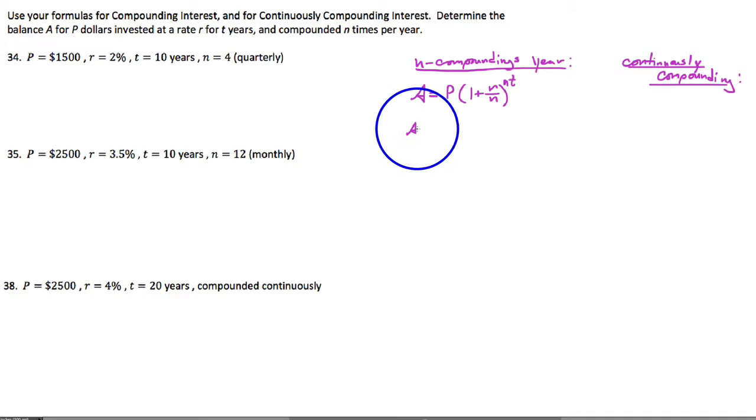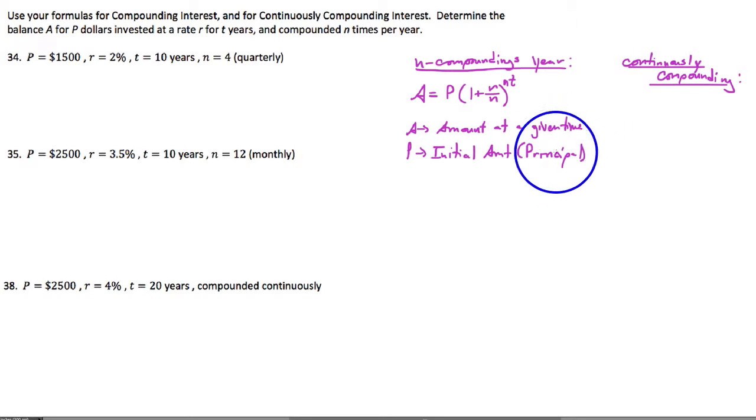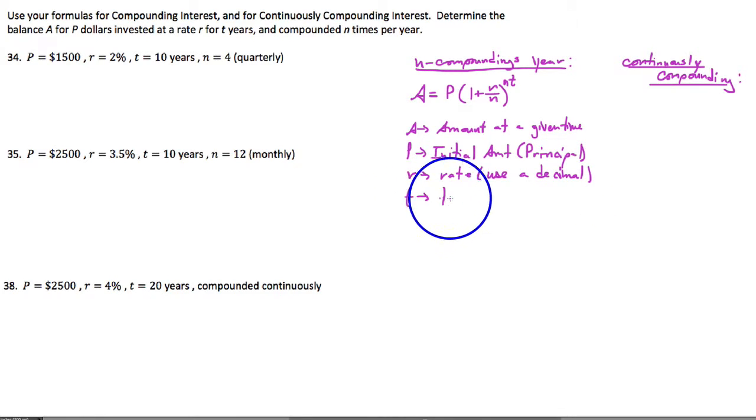And so in terms of what we have here, remember that A is the amount at a given time. P is our initial amount. We usually refer to this as our principal amount, but I'm going to write the initial amount, which is our principal amount. And then we have R as our rate. Let's just make sure that we use a decimal. When we do our math with percentages, we do want to use decimal values. And then T is our time. And just to be clear in this, we're going to interpret time as being in years.